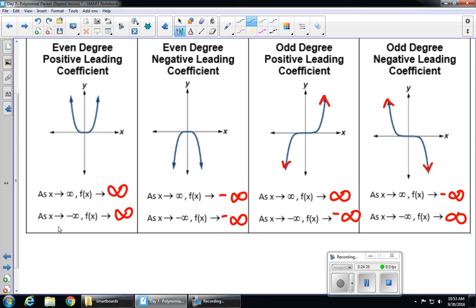So these are your 4 cases. Even degree positive, they both face up. Even degree negative, they both face down. Odd degree positive, they're opposite and it ends up on the right side. Odd degree negative, they're opposite and it ends down on the right side.